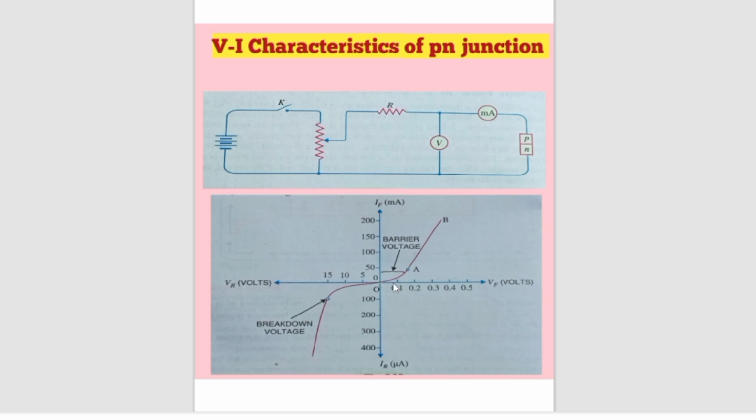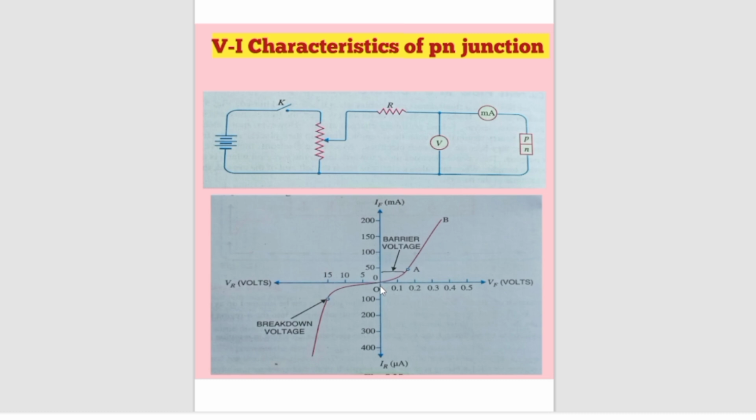When the external voltage is zero, that is, the circuit is open at the key, the potential barrier at the junction does not permit current flow. Therefore, the circuit current is zero, as indicated by the point O.